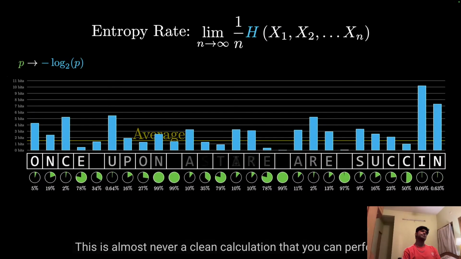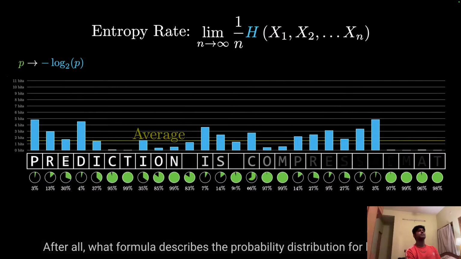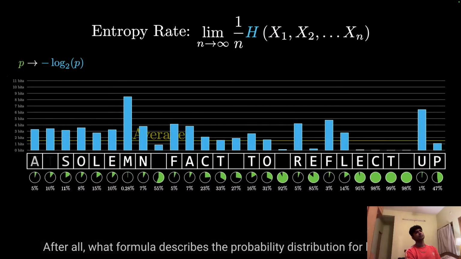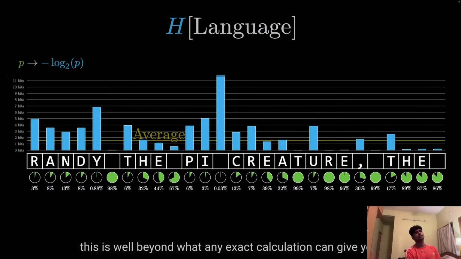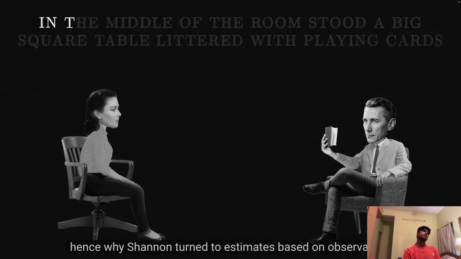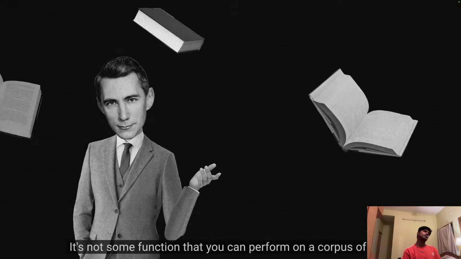This is almost never a clean calculation that you can perform with some clean visual like the one we were just playing with. After all, what formula describes the probability distribution for language? So if you hear reference to the entropy of language, this is well beyond what any exact calculation can give you. Hence why Shannon turned to estimates based on observation. And again, his methodology was not just data analysis. It's not some function that you can perform on a corpus of text.